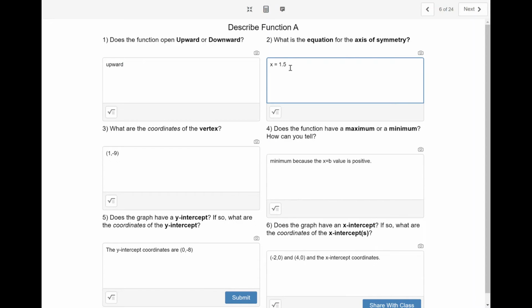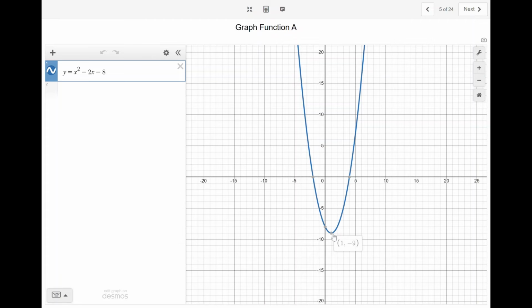Okay. If you remember the Khan video, Mr. Khan says that this axis of symmetry goes through the vertex. Okay, goes through the vertex. And notice that this person put the vertex as 1, comma, -9. And if we check over here, notice that it's 1, comma, -9.